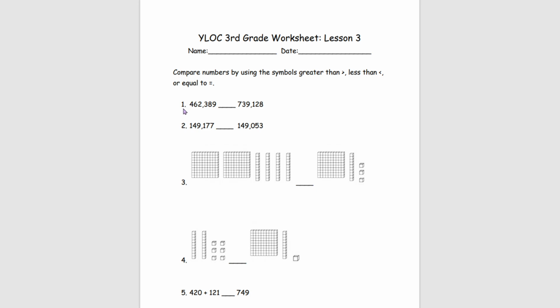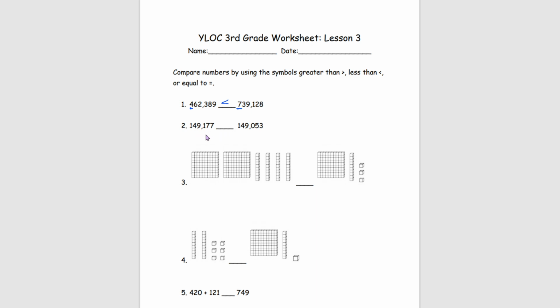the 100,000th place. So looking at this first number, we have this 4 right here, and on this side we have the 7. And we all know that 7 is greater than 4. So that already tells us that number 1 is less than this number. So the answer is 462,389 is less than 739,128.